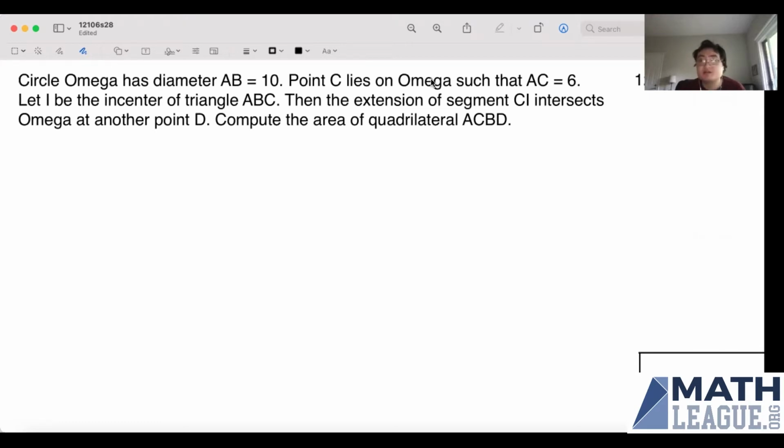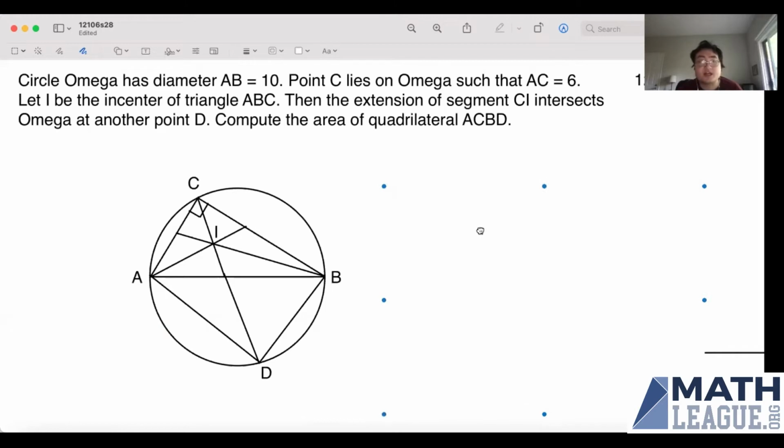We'll be talking about Sprint Problem 28 from the March 2021 high school test 12106. In this problem, we have a circle omega with diameter 10 and a point C with AC equals 6. What do we know about points that lie on the circumference of a circle? Here's a diagram to illustrate what we have.